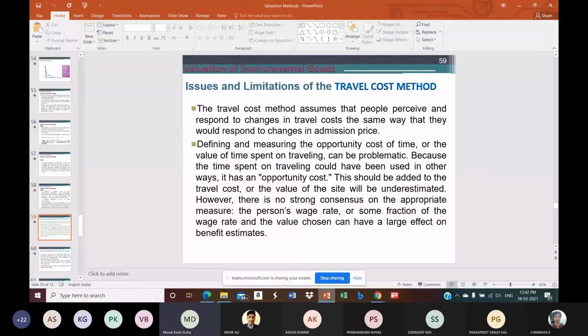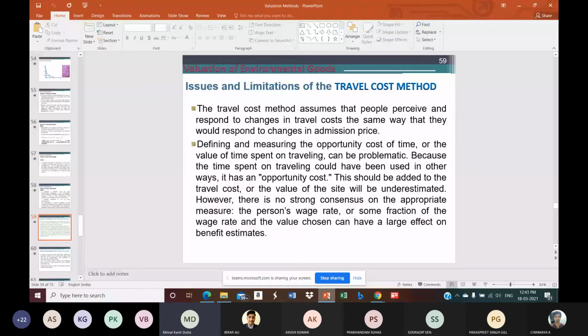Defining and measuring the opportunity cost of time, or the value of time spent on traveling, is a problematic thing. It's not very easy to actually carry out an estimate of the travel time involved in the process or the opportunity cost of time for traveling. So that's a difficult task to carry out. The time spent on traveling could have been used in other ways. It has an opportunity cost. So this should be added to the travel cost or the value of the site will be underestimated. However, there is no strong consensus on the appropriate measure.